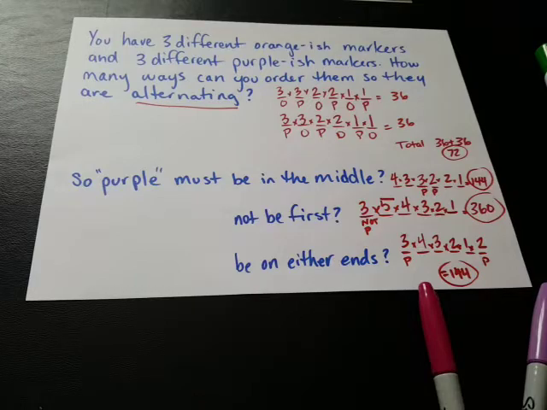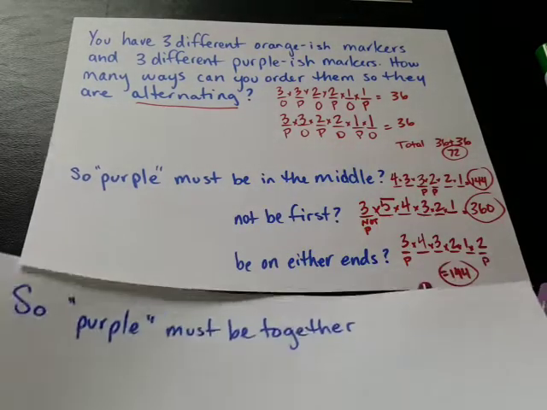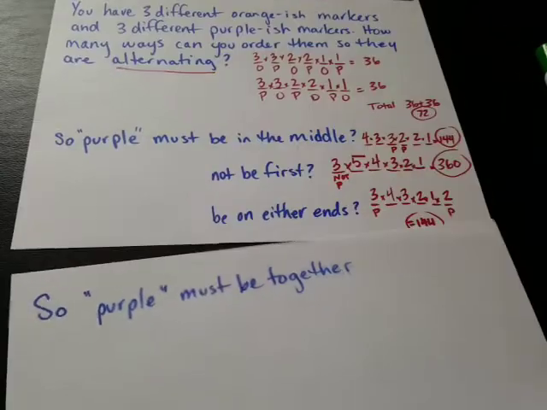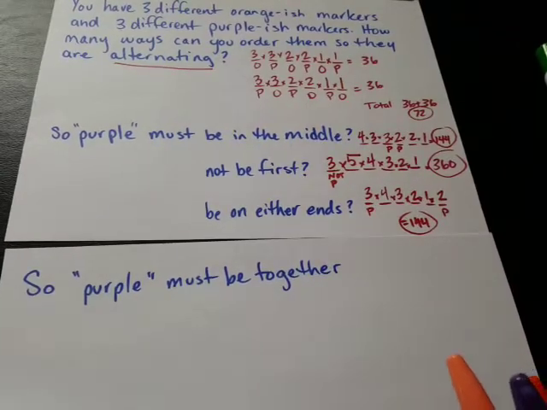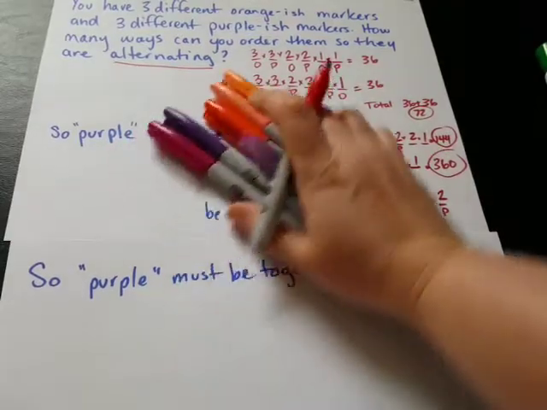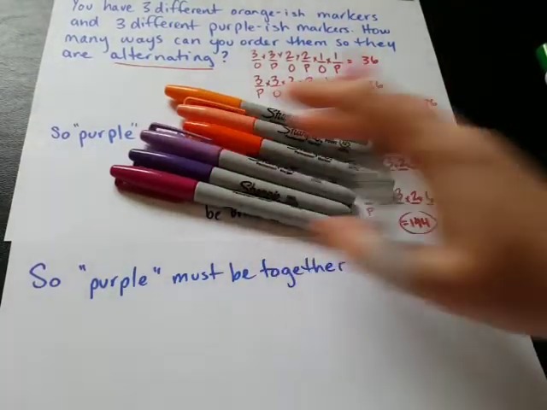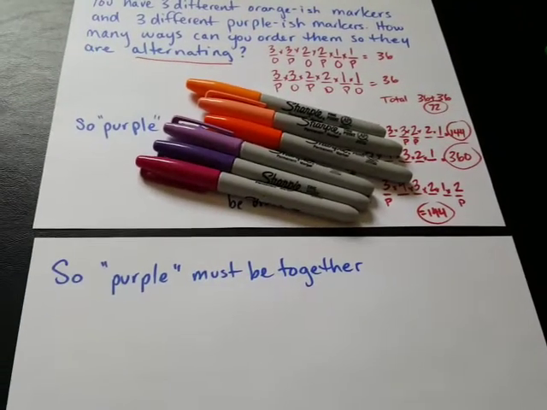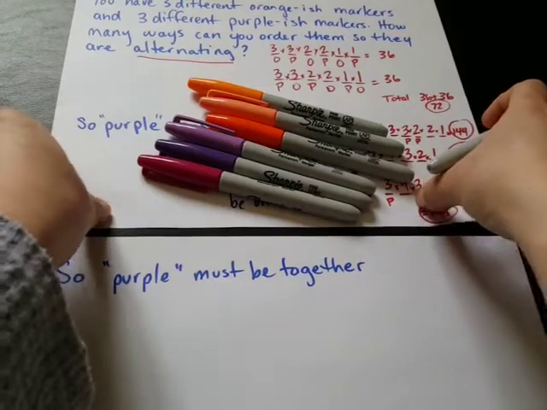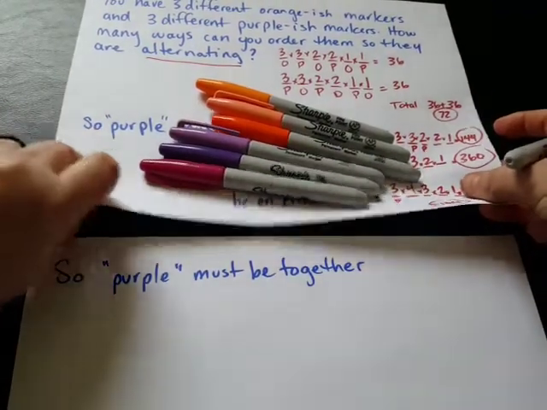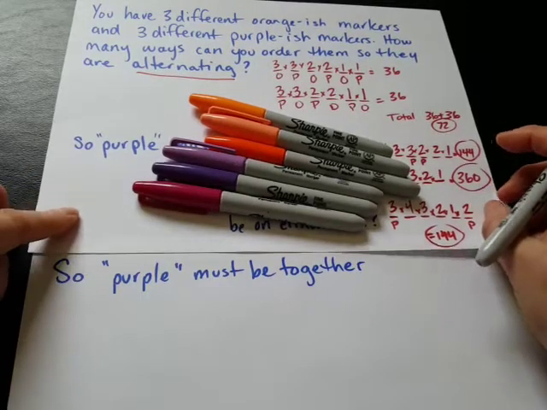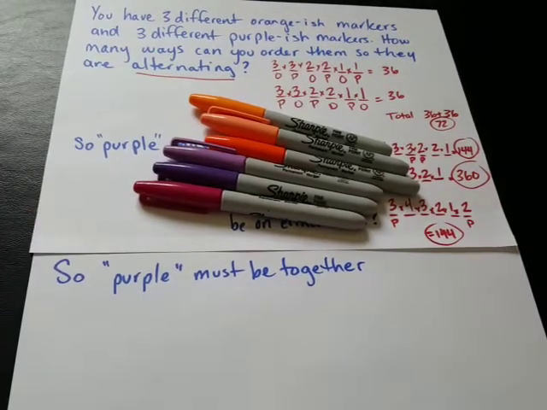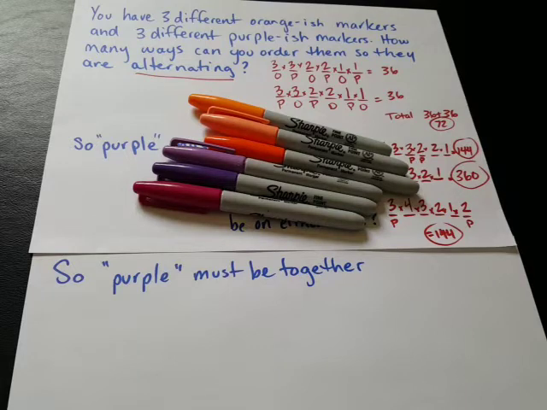Now, I'm just going to kick it up a notch here with one last question. So same idea, same purple-ish and orange-ish markers. But I'm saying that the purple must be together. And this word together to me is like a really big keyword. When I see that in a question, it's red flags. I'm thinking about another word called chunking. So what we're going to do is chunk those purples.